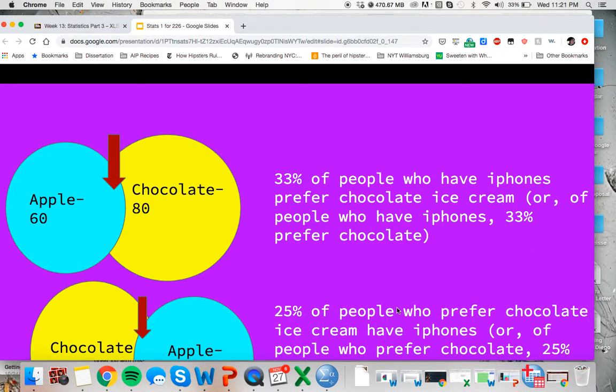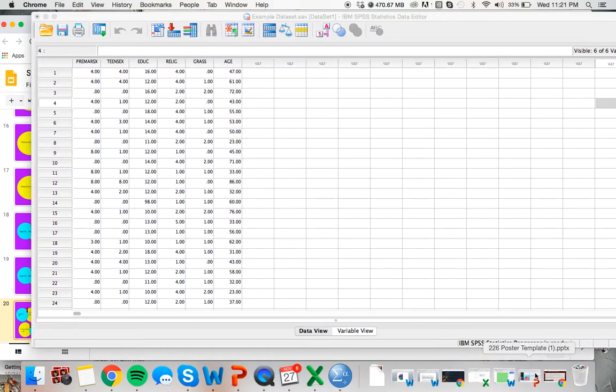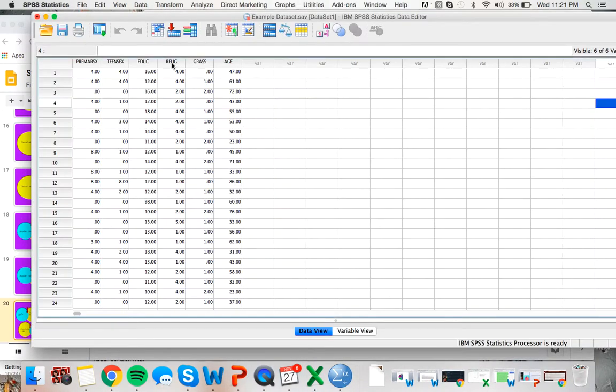Now let's take a look at what this actually means in the world of statistics, right? So here is a sample database like what you have, and it has questions about premarital sex, teen sex, education, religion, whether or not marijuana should be legal, and the respondent's age. Now with cross-tabulations, we only use nominal and ordinal level variables. We do not use interval ratio variables.